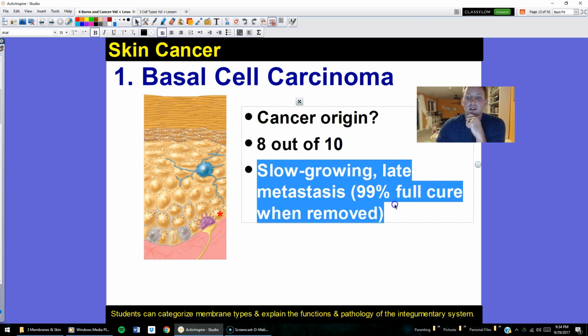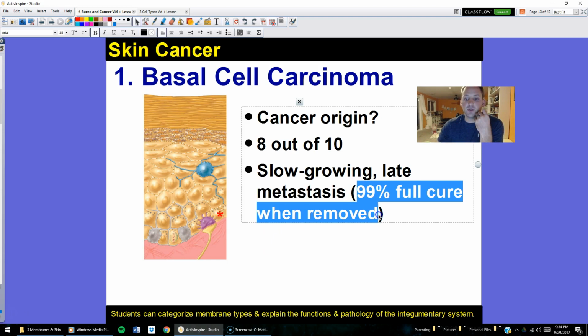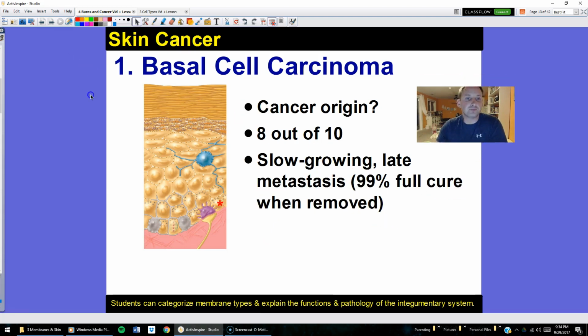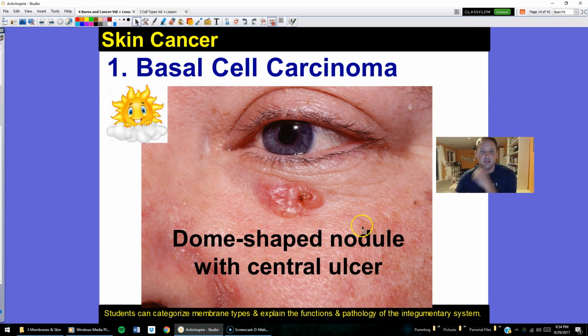It is slow growing. It doesn't metastasize, meaning it doesn't spread throughout the body, until very late. And so there's a pretty darn good cure rate if you cut it out and remove it. That's the first type, basal cell carcinoma. It looks like this: a dome-shaped nodule with a central ulcer. Again, it originates slowly, and you can get it removed with a high success rate, completely removed, and not deal with it again.